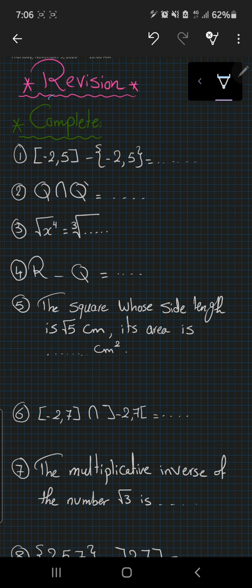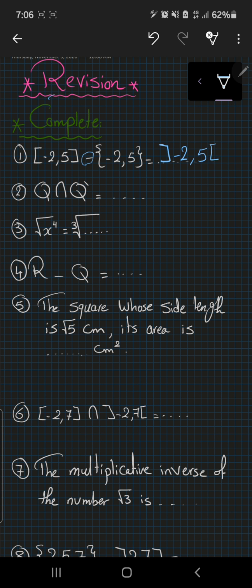Number 1: the closed interval [-2, 5] minus the set {-2, 5}. We said before, what's the meaning of closed interval? So -2 belongs to the interval and 5 also belongs to the interval. So when we take the difference, we remove -2 and 5 from the interval. So the result will be the open interval ]-2, 5[.